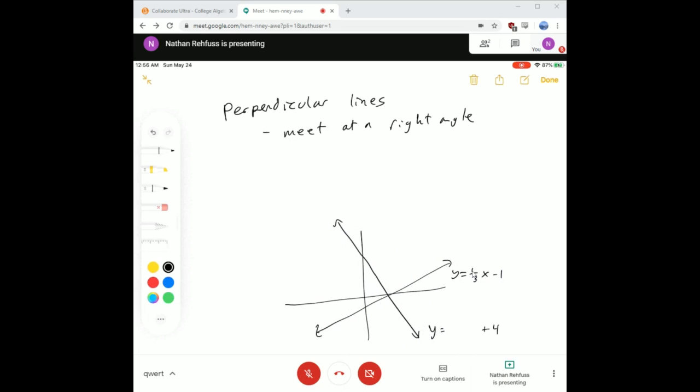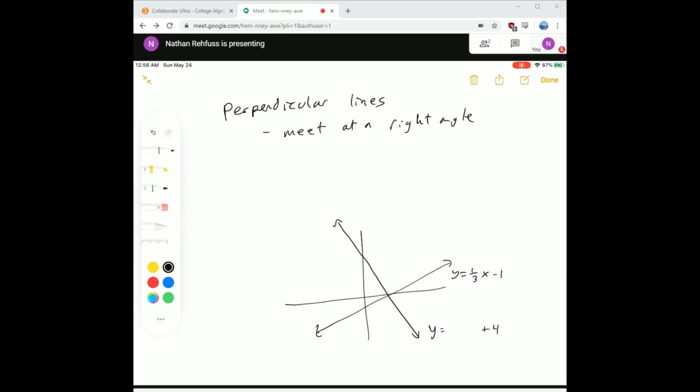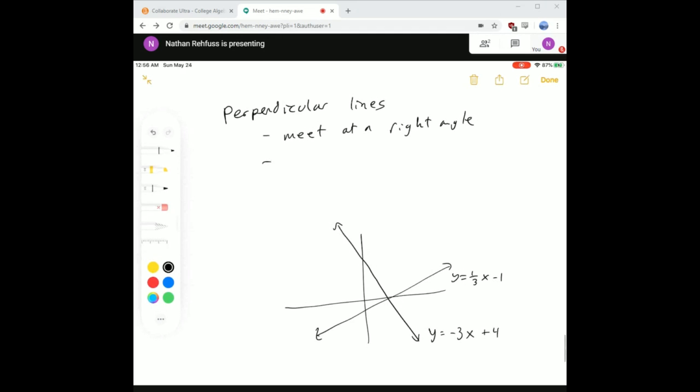Well, fractions like 1/3 or 1/5 would give us a shallow line. Whole numbers like 3 or 5 would give us a steep line. So what we're going to do is take this number, flip it, and reverse it. We're going to get -3x plus 4. Check that out. So the way we get from one slope to the other is they have, here's the adjective form, opposite and reciprocal, that means flipped, slopes. So make it negative and flip it.